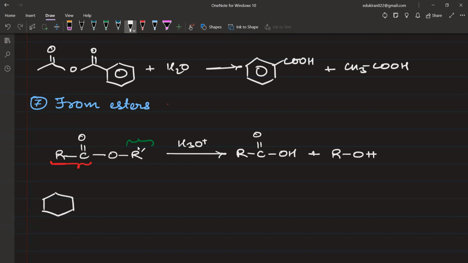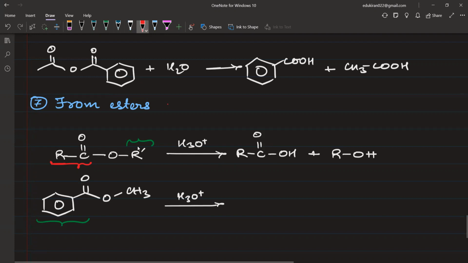So if you have, tell me the carboxylic acid will be given by which group? The red one or the green one? Carboxylic acid will be given by the red wala or green wala? Which alkyl group is going to give you the carboxylic acid, red or green?